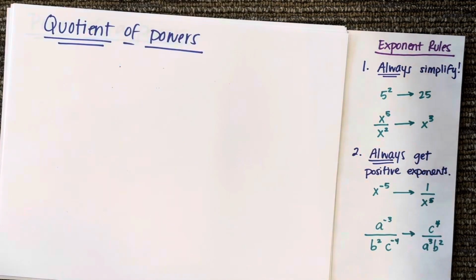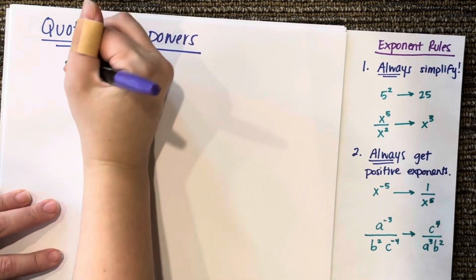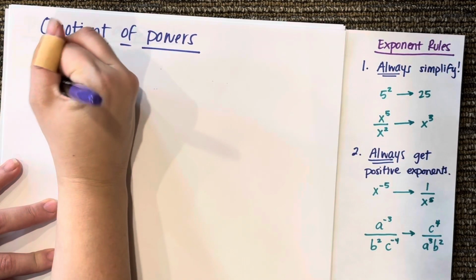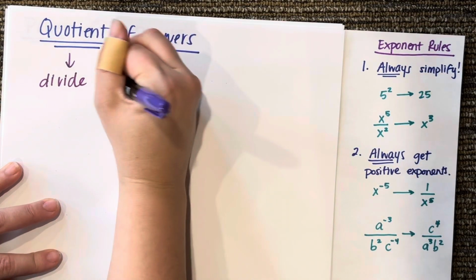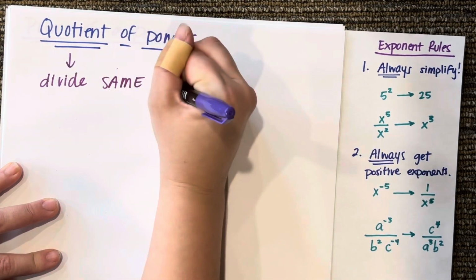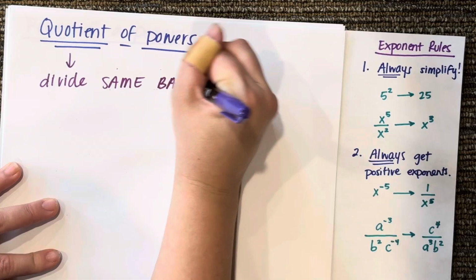Next is quotient of powers. All right, quotient is when you divide. And we're dividing things with the same base.